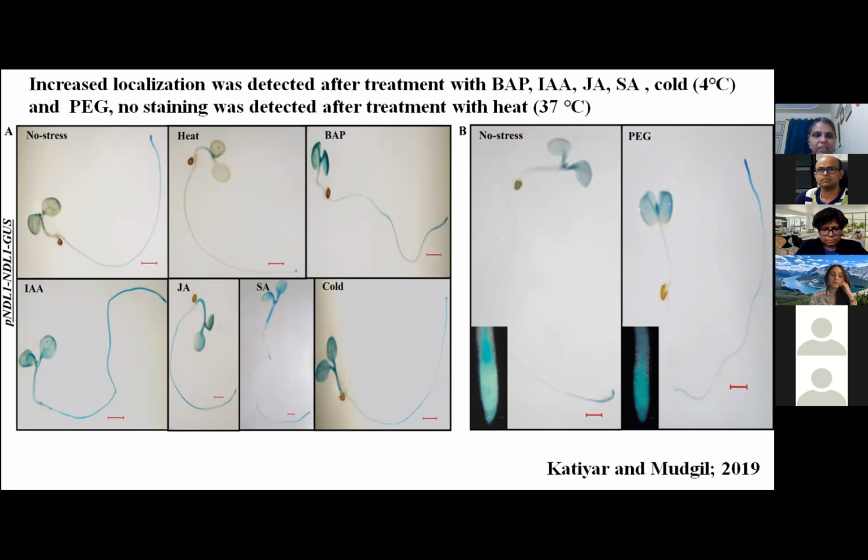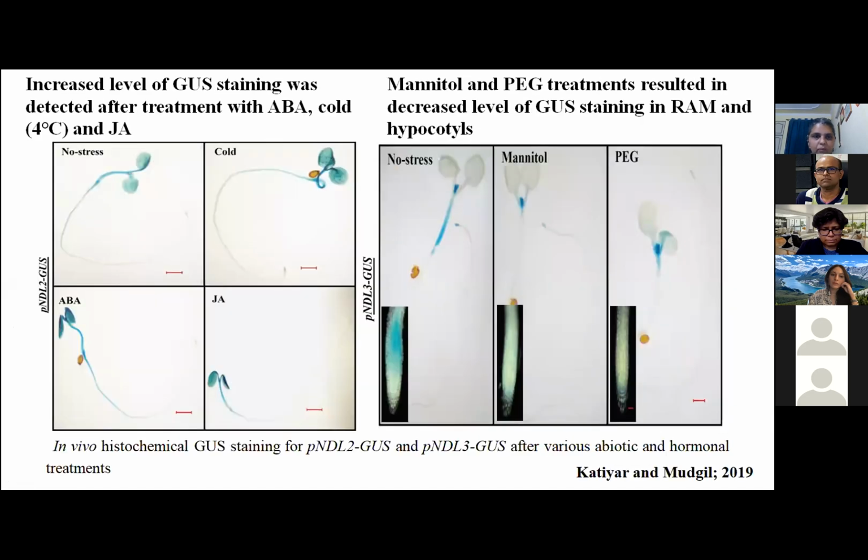And we did see that there is increased localization after different hormones, which are considered stress hormones, like salicylic acid, jasmonic acid, and even with cold and PEG and heat, various treatments were used, and all three members were analyzed. NDL1, this is for 1, and you could see that PEG treatment led to an increase in GUS staining. So the protein amount increases when you do PEG treatment, right? And for NDL2, various abiotic and hormonal treatments were given again, and you could see that it's the other way around.